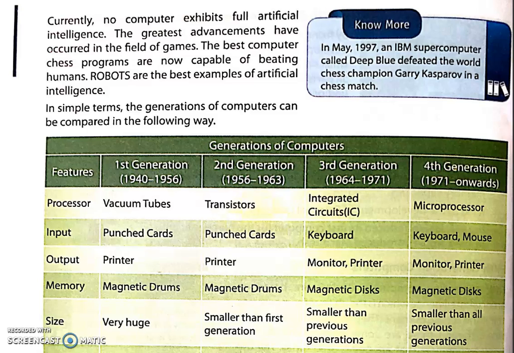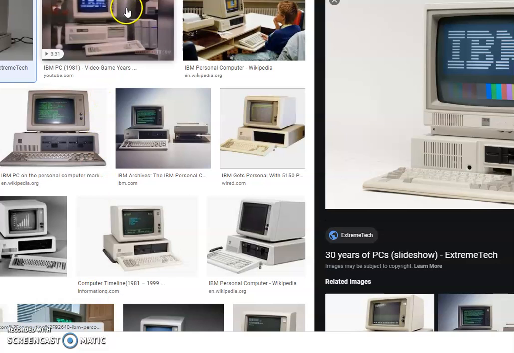Now, let me tell you about a very interesting thing. In May 1997, an IBM supercomputer called Deep Blue was one of the first examples of how a computer started to think and learn chess by itself, and it defeated the world chess champion Garry Kasparov in a chess match. It was a very legendary moment. Let me show you a photo from that chess match.